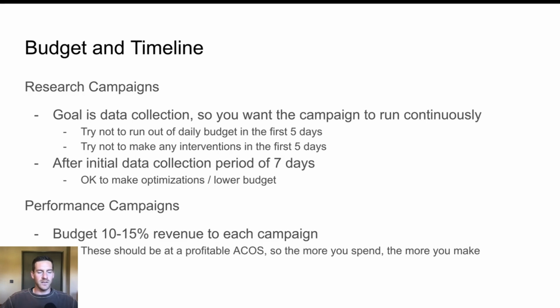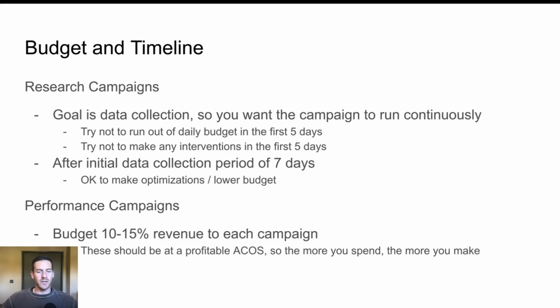So essentially the research campaigns, you're going to set the budget and you want to set that budget high enough so that the campaign runs continuously throughout the day and does not run out of money. And you're going to let that run for 5 days without touching it. After the 5 days, if you start to notice that there's some big red flags, like you're spending, I don't know, $20 a day on a particular product or a particular keyword that's generating 0 sales, you can go in and you can eliminate that from the campaign so that you're not continuing to waste money.